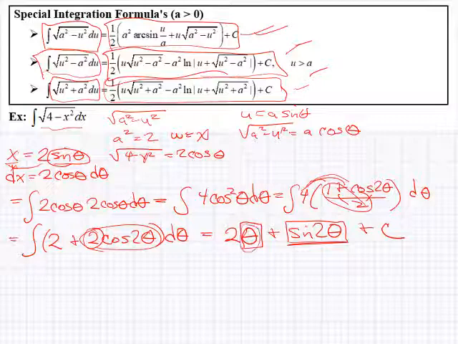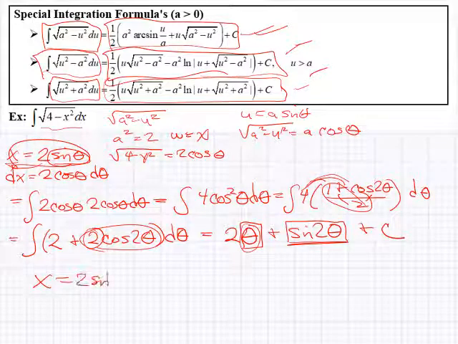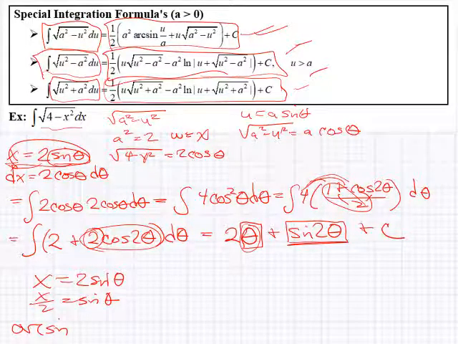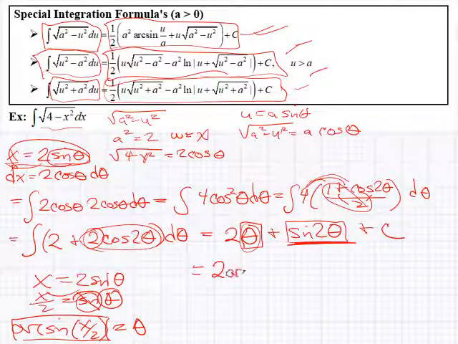As far as this theta goes here, I'm going to use this equation. I'm going to say that x equals 2 sine theta is the same thing as saying x over 2 equals sine theta. Is the same thing as saying the arc sine of x over 2 equals theta. And so I divided by the 2, then I took the inverse sine to get rid of it, so I get theta by itself, therefore the arc sine. As far as the sine 2 theta here, it's a double angle identity. So first let me take care of this. This will be 2 arc sine of x over 2.